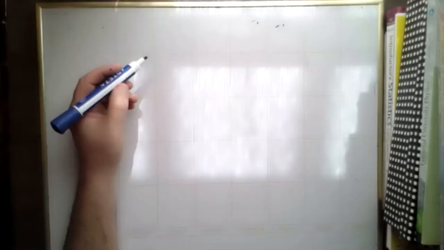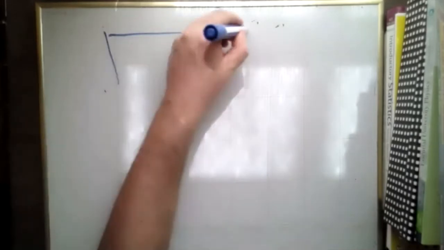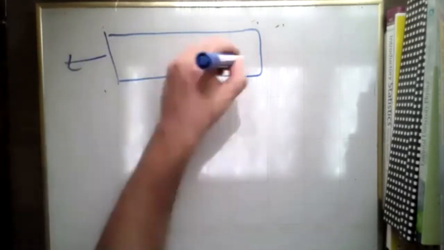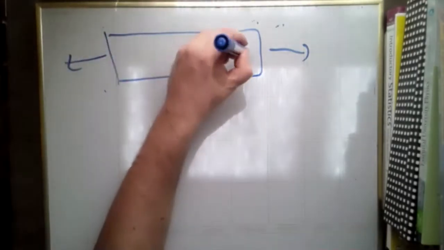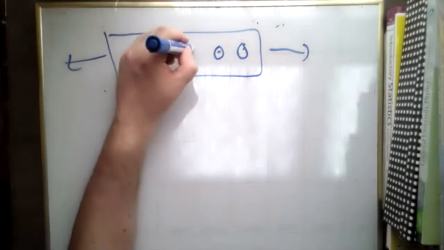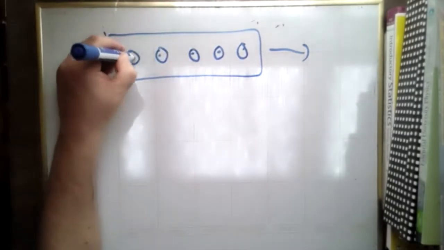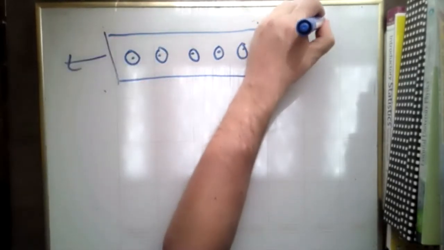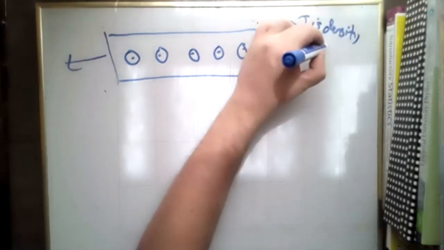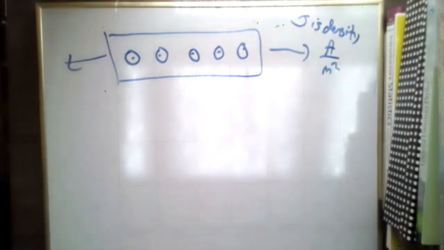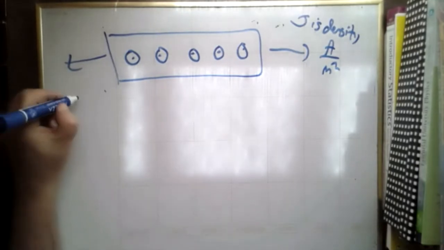So let me try to draw this. Again, this thing goes on forever in that direction and in this direction. And my current lines are coming out at us. And J is current density, that's amps per square meter, per cross-sectional square meter. Okay, so the way we do this, let's do inside first.